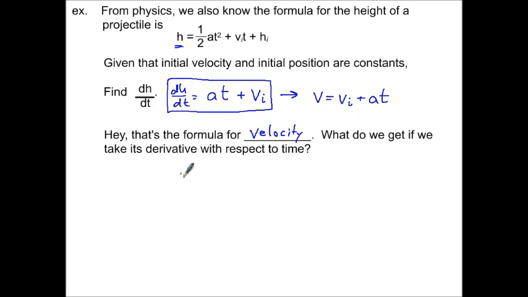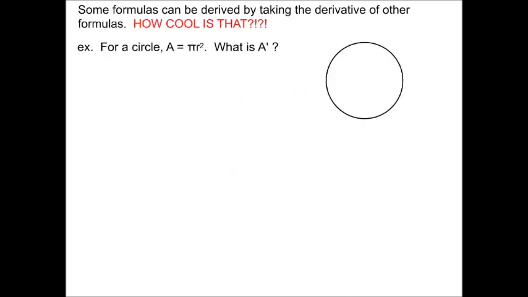So if I want that, I want to take dv over dt, and that derivative, okay, the v sub I is going to go away, and then the at just becomes a. So the derivative of velocity is acceleration. Kind of nice how the height versus velocity versus acceleration, kind of one leads right into another one through derivatives. I think that's pretty cool.